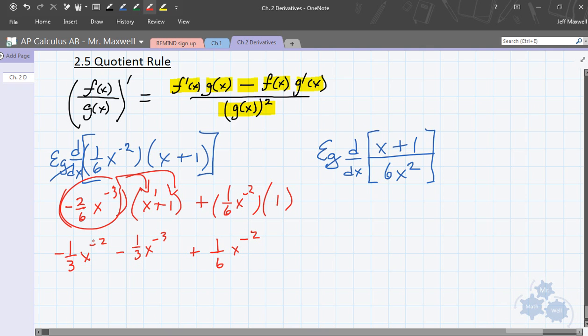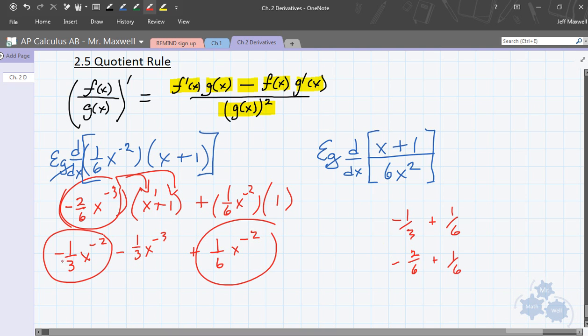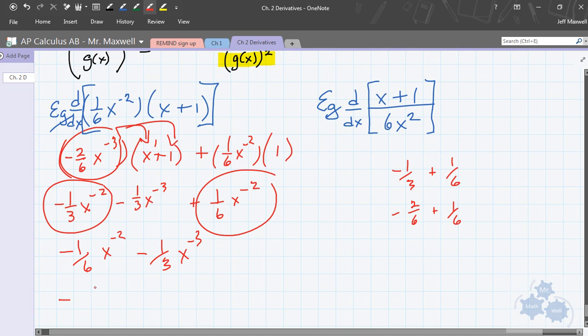Okay, so we have some like terms here, right? X to the negative 2, x to the negative 2. So we can add those up. So what's negative 1/3 plus 1/6? Well, you have to make this into a common denominator, right? So what's that going to be? 2/6. So what does this get you? Negative 1/6 x to the negative 2 plus 1/3 x to the negative 3. And if we just went one step further, that would be negative 1 over 6x squared minus 1 over 3x cubed. Okay? So that's product rule. Now, did we do all that right? Any mistakes in there, you see?